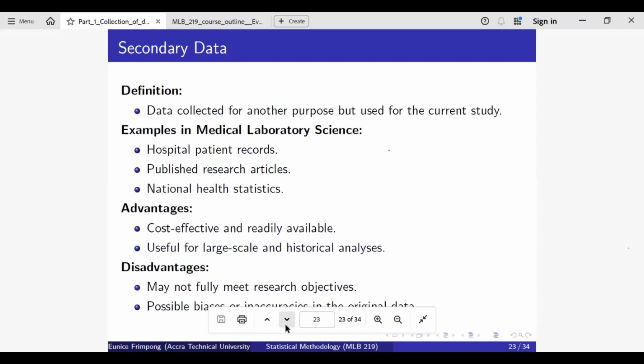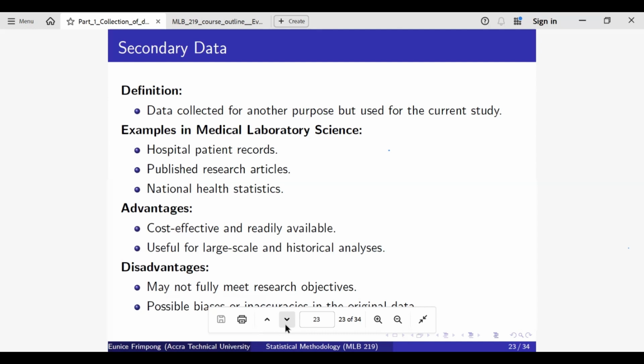So you simply pick that data and then you use it instead of going directly to collect the data yourself one by one. Then we are saying you are using secondary data. So an example of such data is, let's say, hospital patients' records. All right. So you may go to a lab where they already have records. They have records already of patients. You just pick that record and then use it for your study.